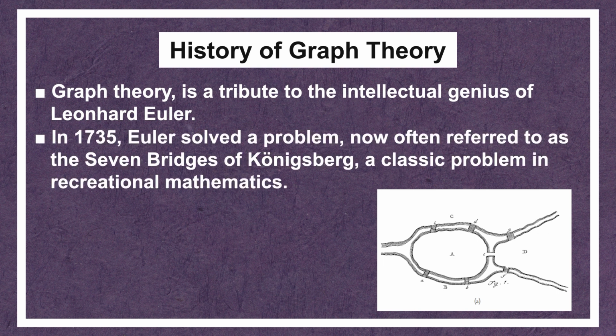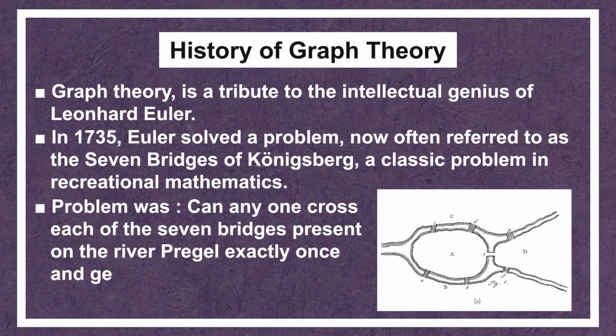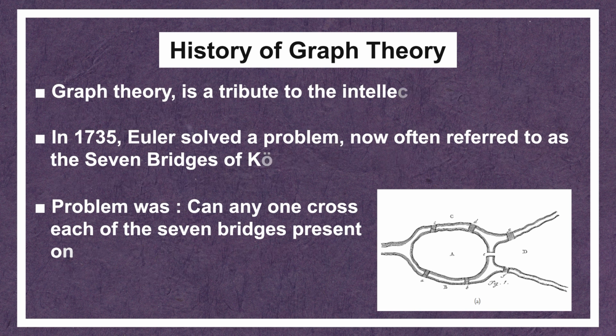In 1735, Euler solved a problem now often referred to as the seven bridges of Königsberg, a classical problem in recreational mathematics. The residents of the city of Königsberg, presently known as Kaliningrad in Russia, had an interesting thought as to whether they could set out from their homes, cross each of the seven bridges on the river exactly once and get back home.